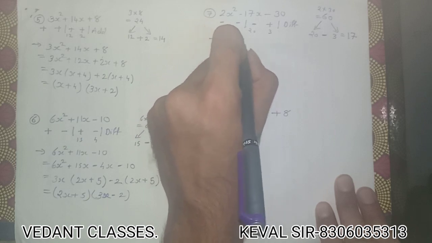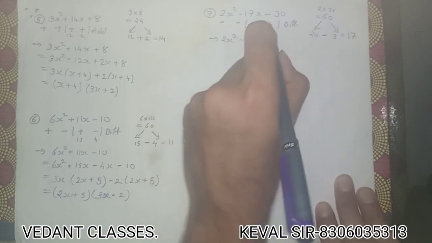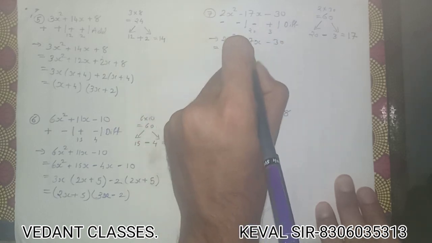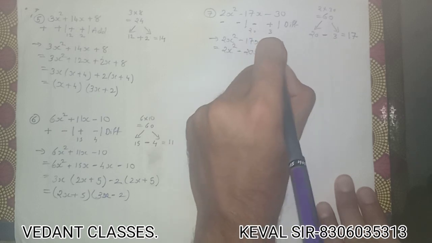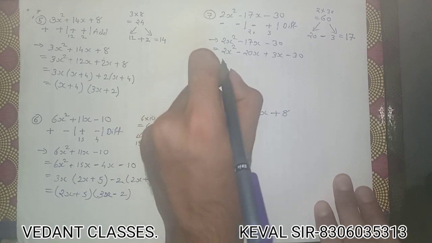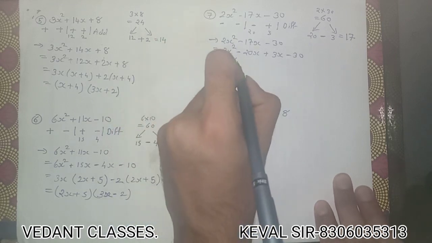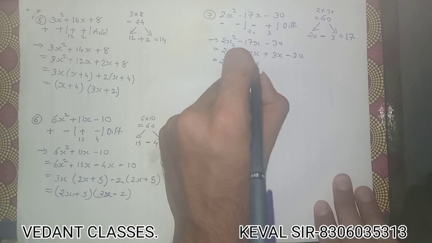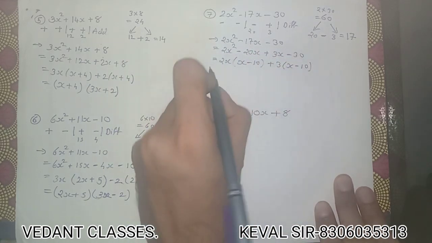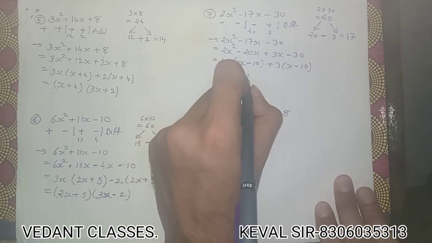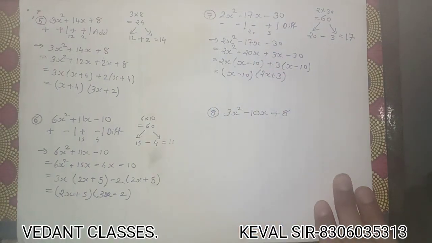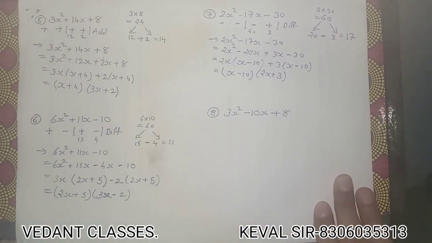So this will be 2x square minus 17x minus 30. So this will be 2x square minus 20x plus 3x minus 30. So here you can take 2x as common, so in the bracket it will be x minus 10. Here you can take plus 3 common, so in the bracket it will be x minus 10. So required factors will be x minus 10 and this will be 2x plus 3.